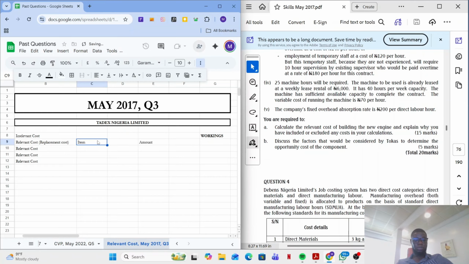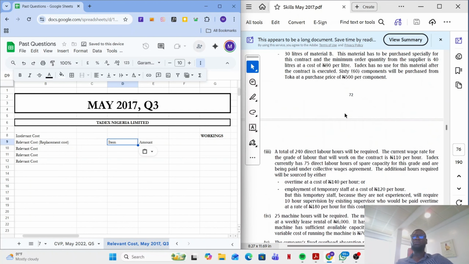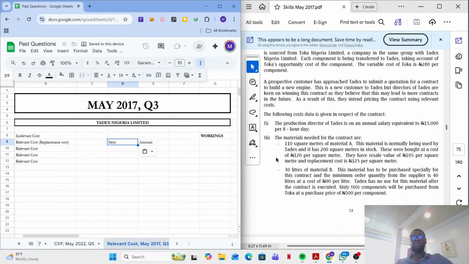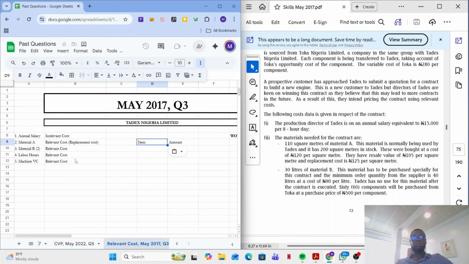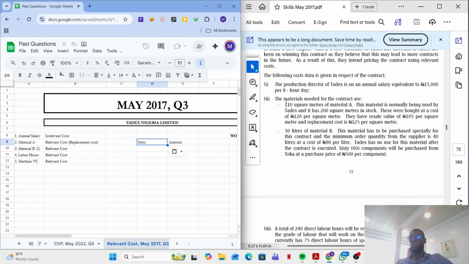I think it's better if it's here. All right, so let's walk through this together. The first relevant cost that we had was material A. So there's material A, 110 square meters of material A. Good. I think so. We can say material A.